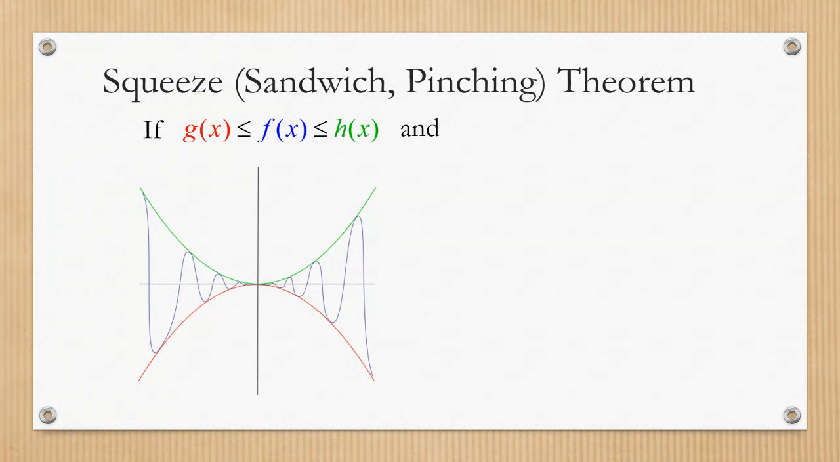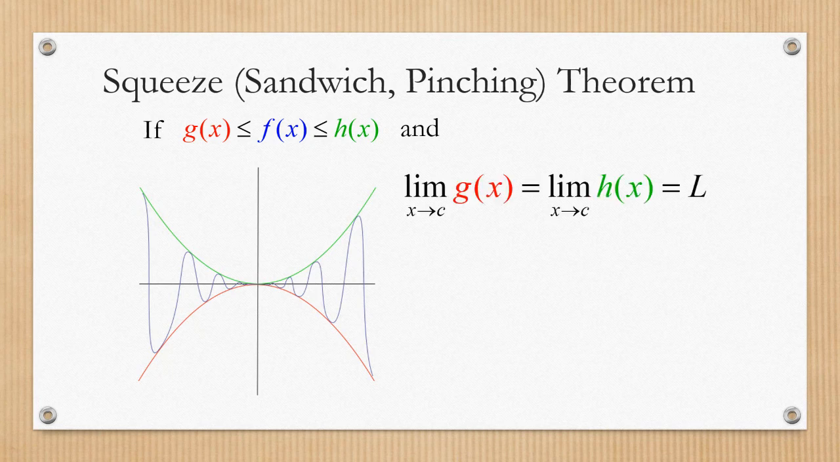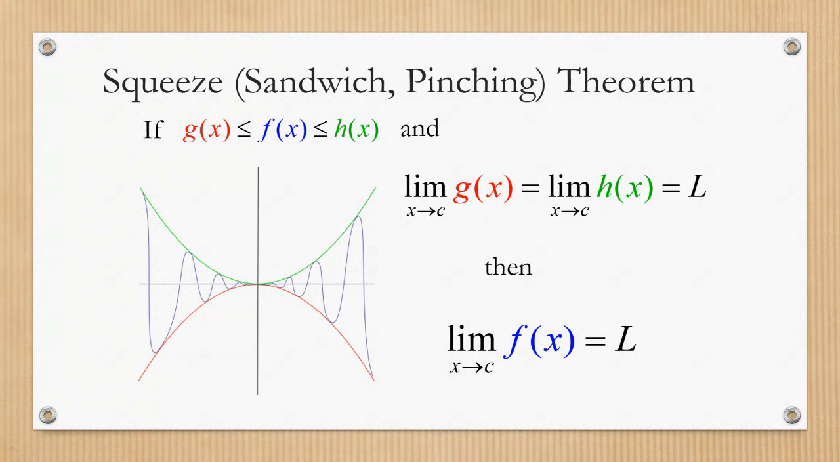If f of x is between g and h of x, so g of x is less than or equal to f of x, which is less than or equal to h of x, and the limit as x goes to c of g and h are the same thing, then the limit of f as x goes to c will also be the same thing.